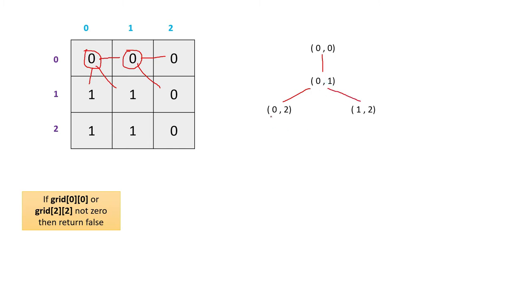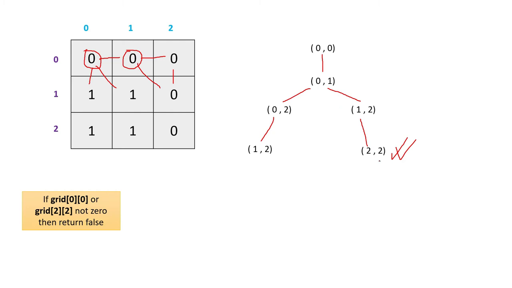Now from 0, 2 where can we go? From 0, 2 we can go only to 1, 2, because this side we can't go and this side is already visited. So from 0, 2 we can go to 1, 2. Now from 1, 2 where can we go? From 1, 2 we can go only to 2, 2, because this side we can't go, this side we can't go, and these two sides are already visited. So from 1, 2 we can go to 2, 2. And this 2, 2 is our destination, right? Means we reached our destination. So we will end our search here.